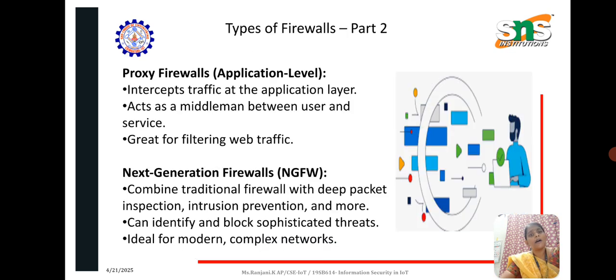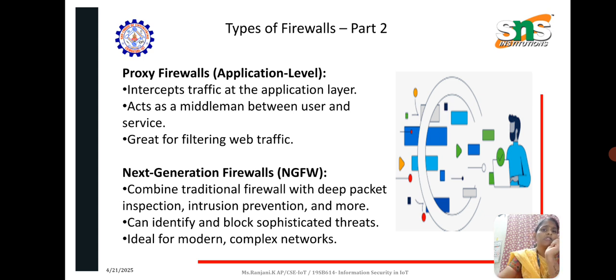Next, let us see the proxy firewalls. A proxy firewall works at the application level, whereas the previous one works at the network level. The proxy firewall intercepts the traffic at the application layer and acts as a middleman between the user and the services. It has great filtering for web traffic.